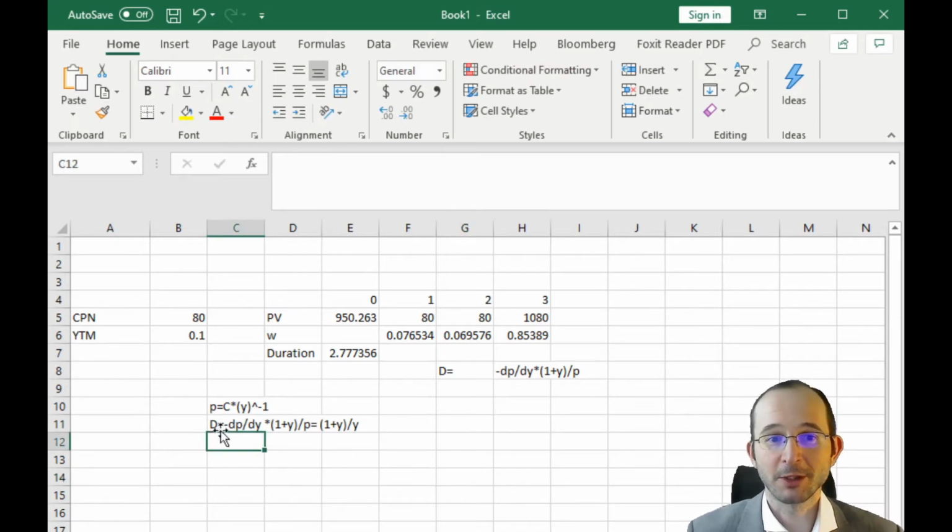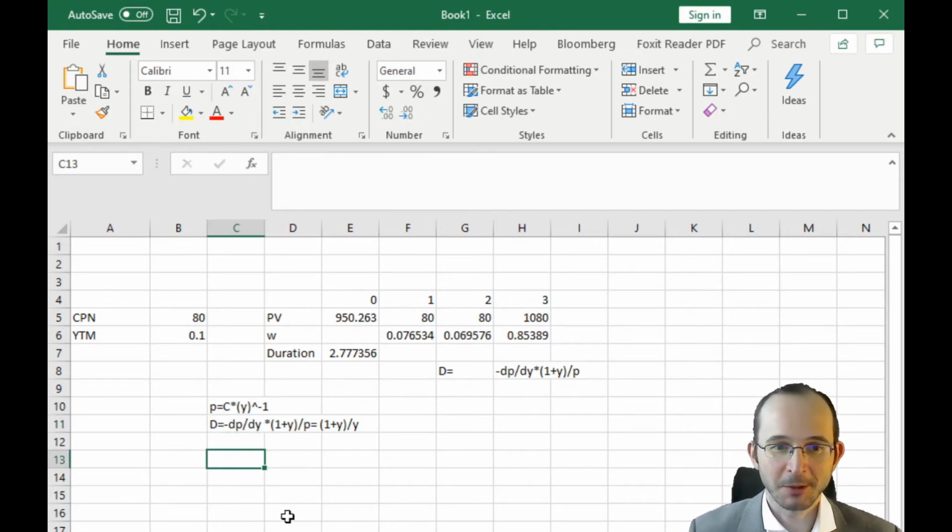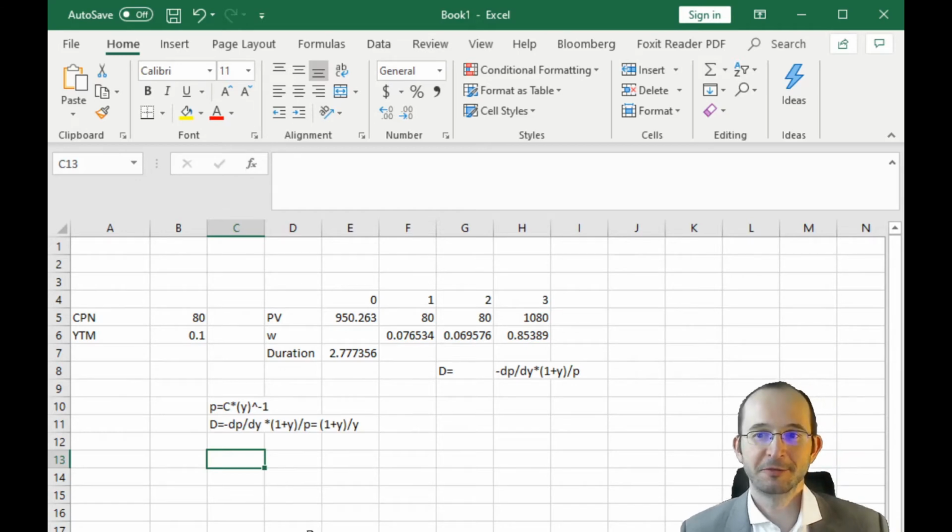So this is actually a drastic simplification, and in a way a surprising result that the duration of a perpetuity, you know, a bond technically with an infinite maturity, is actually a very simple expression. So then finally, what is the duration of a perpetuity, let's say, that has a yield of 8%?